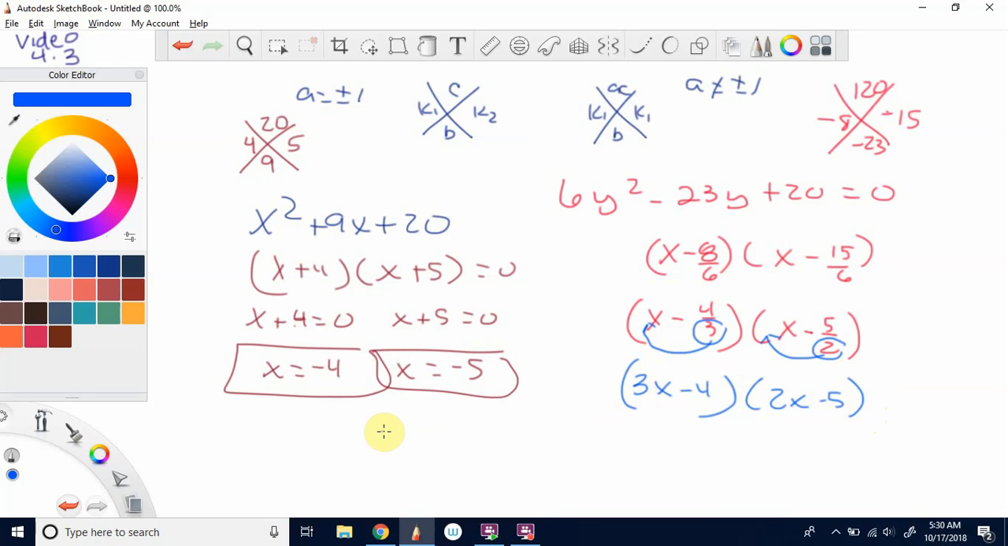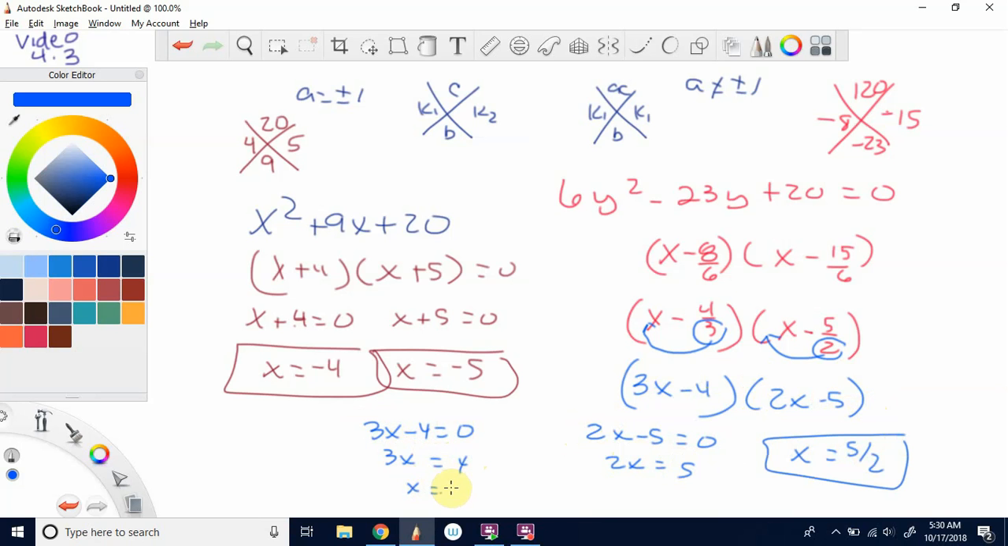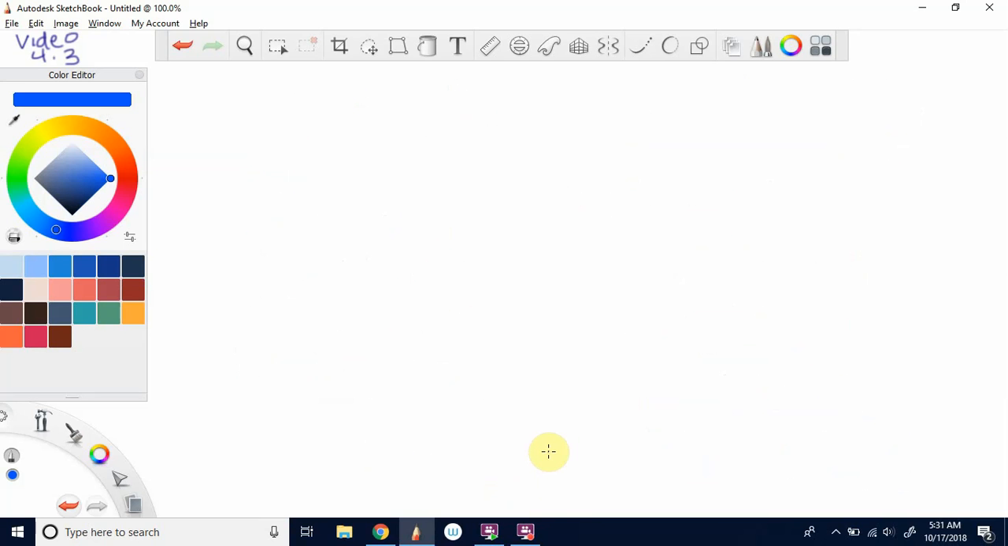Now I've factored it. Now I can set them both equal to 0 and solve. So x equals 5/2 is one solution, and x equals 4/3 is my second solution. So pause the video, do the factoring of guided practice 4A, B, C, and D, and they're going to be fractions, so no longer pretty numbers. You need to just know how to do fractions. And always start off with, do I have a GCF in all three terms, and factor that first.